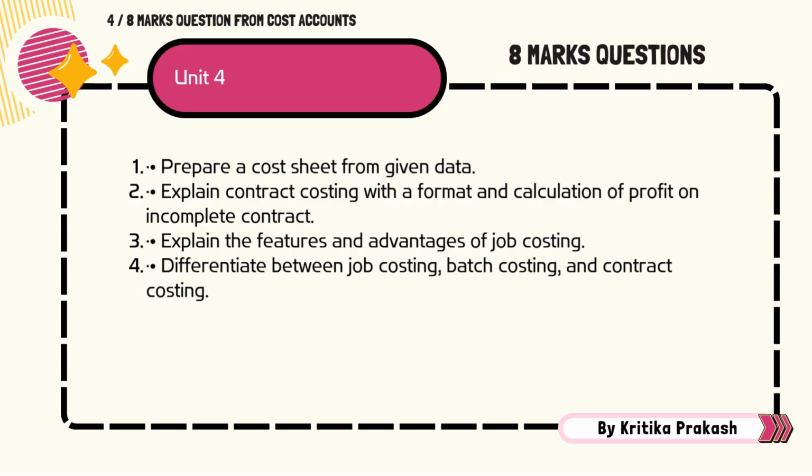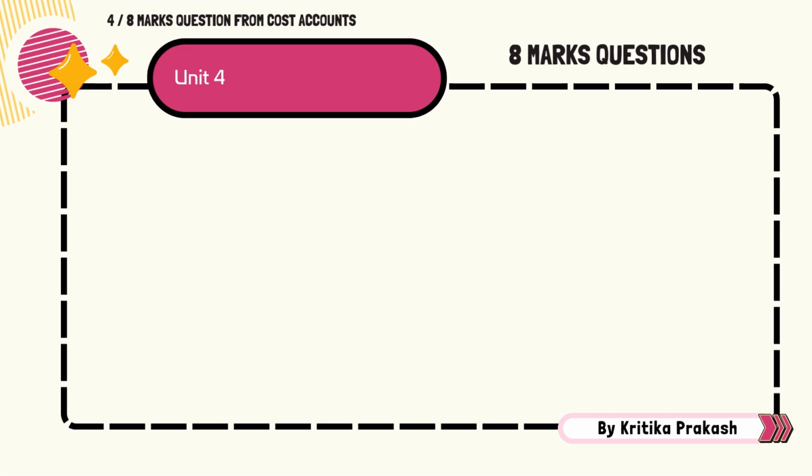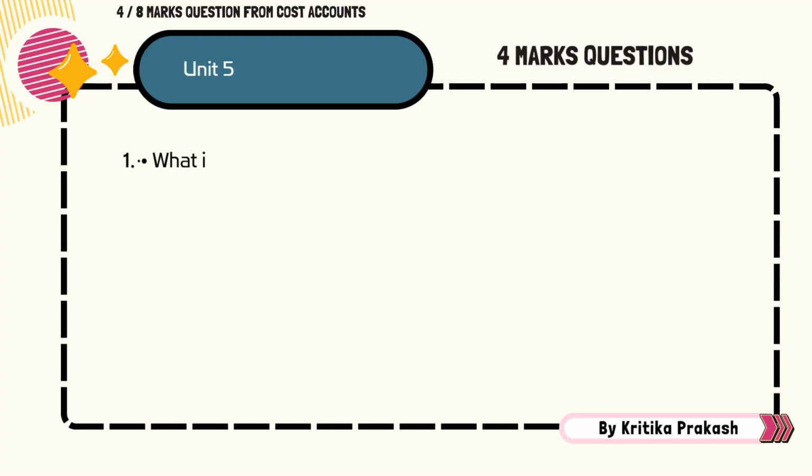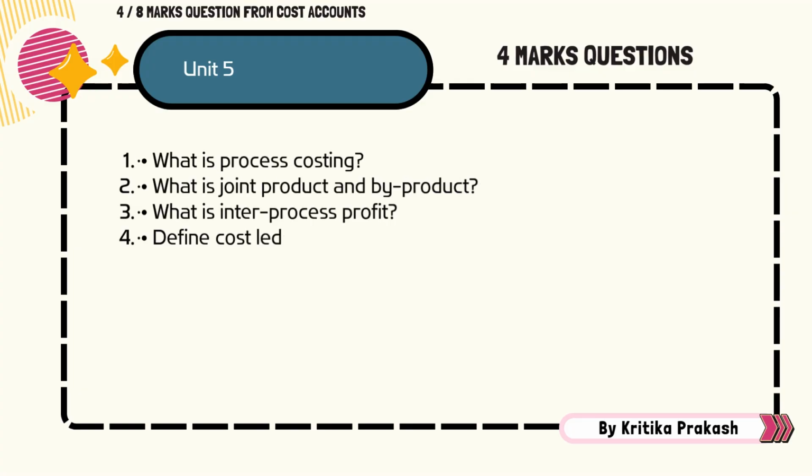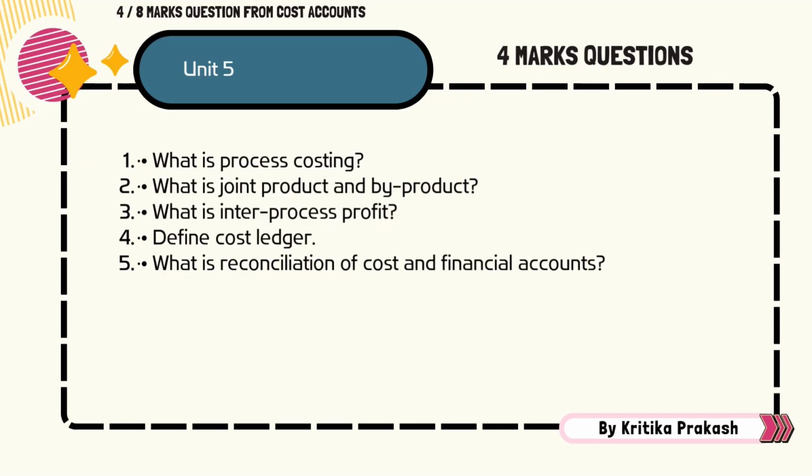Explain the features and advantages of job costing. Differentiate between job costing, batch costing, and contract costing. The questions asked from unit number 5: what is process costing? What is joint product and byproduct? Inter-process profit, define cost ledger, and what is the reconciliation of cost in financial accounts.